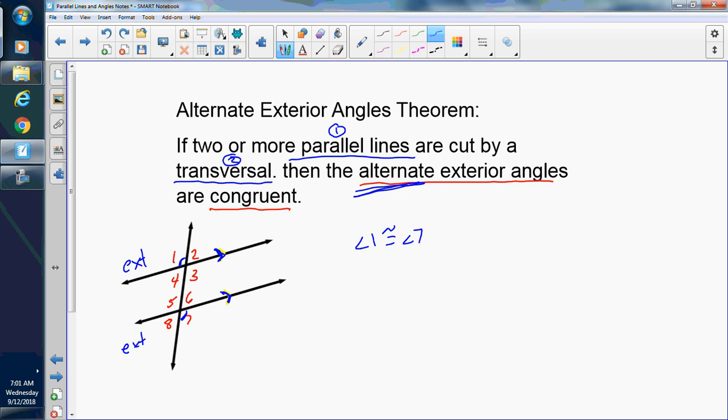Again, but only if the lines are parallel. If the lines are not parallel, they will not be congruent. They'll still be alternate exterior, but not necessarily congruent. The other pair would be angle 2 and angle 8. They are going to be congruent, which means they have the same size.